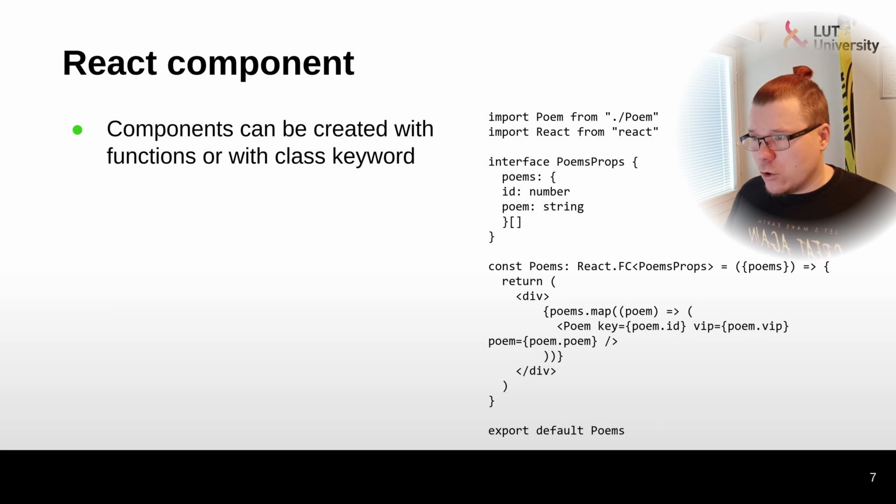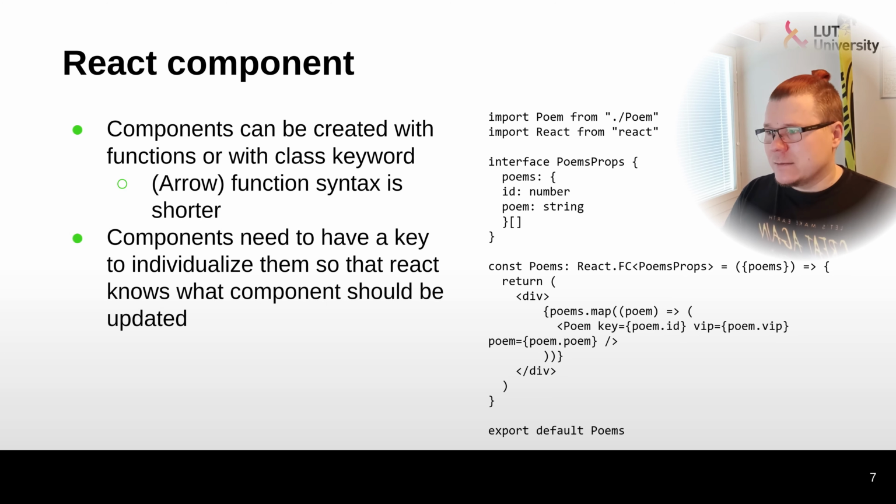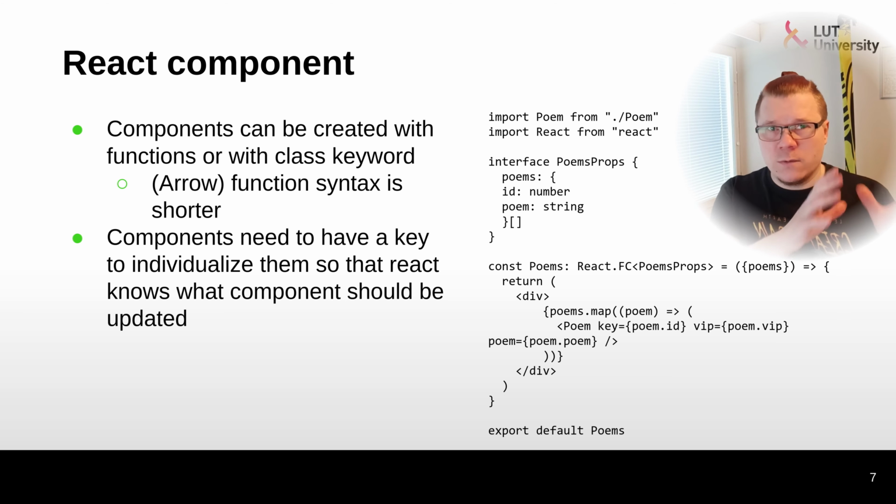And React components. Components can be created with functions or with the class keyword, and this arrow function syntax seems to be a bit shorter. And components need to have a key. So then React understands that this component is different from this other one when they have an individual, unique key.